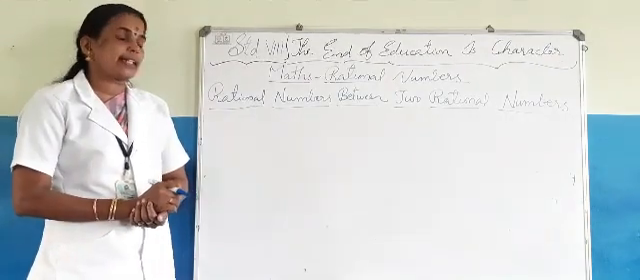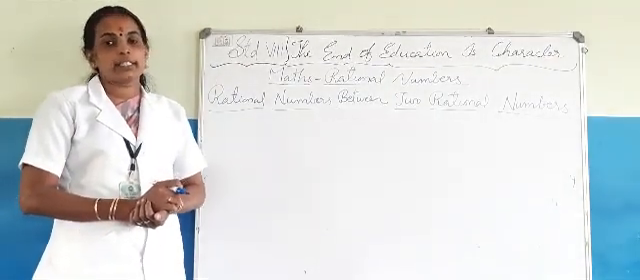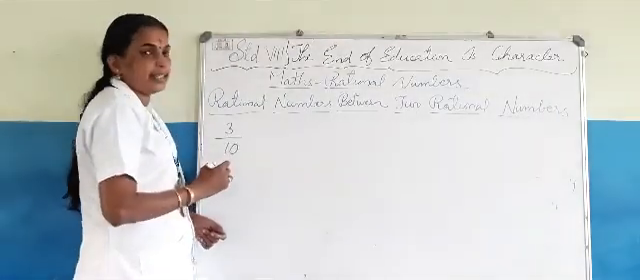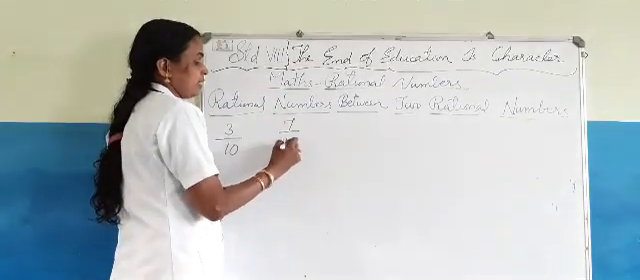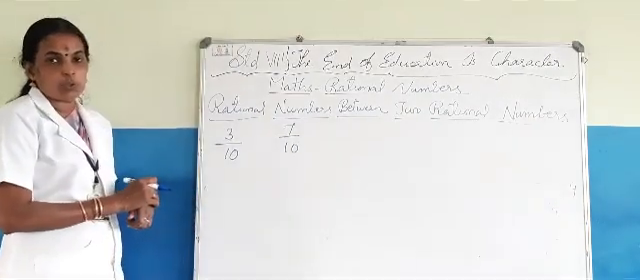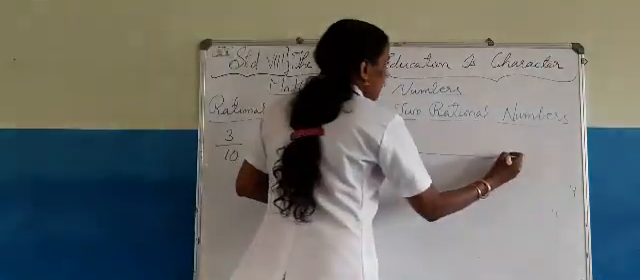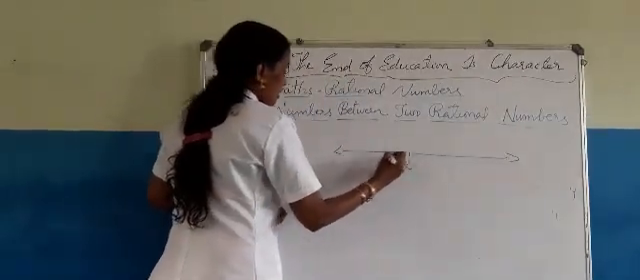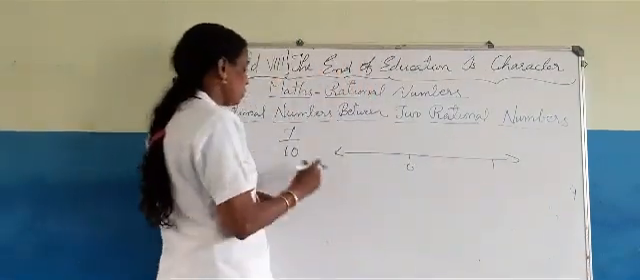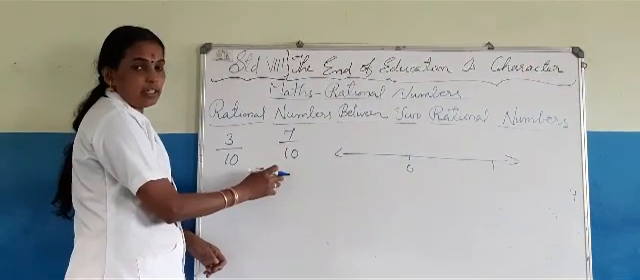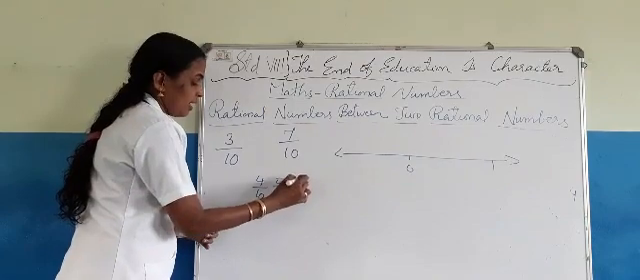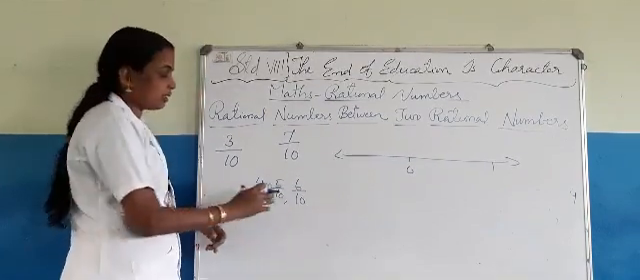Our next topic is rational numbers between any two rational numbers. For that, take one example, 3 by 10 and 7 by 10. How many rational numbers can we find in between these two? You know, on the number line, we studied how to represent these numbers, 3 by 10 and 7 by 10. In between 3 by 10 and 7 by 10, we will get 4 by 10, 5 by 10 and 6 by 10. Now we got 3 rational numbers.